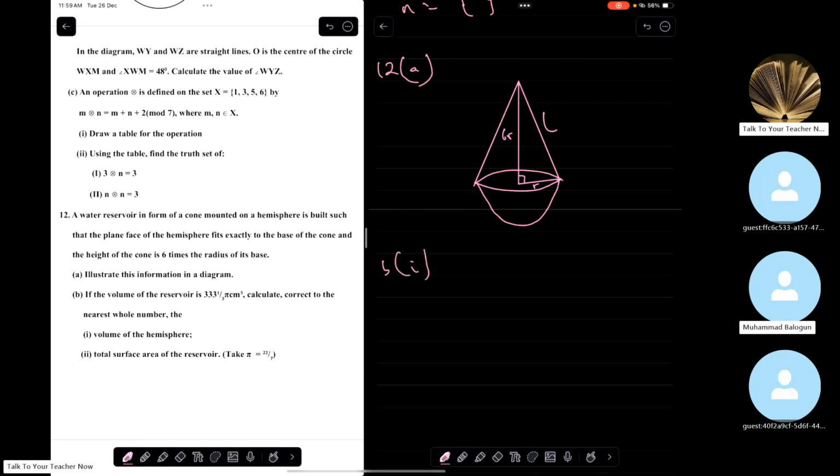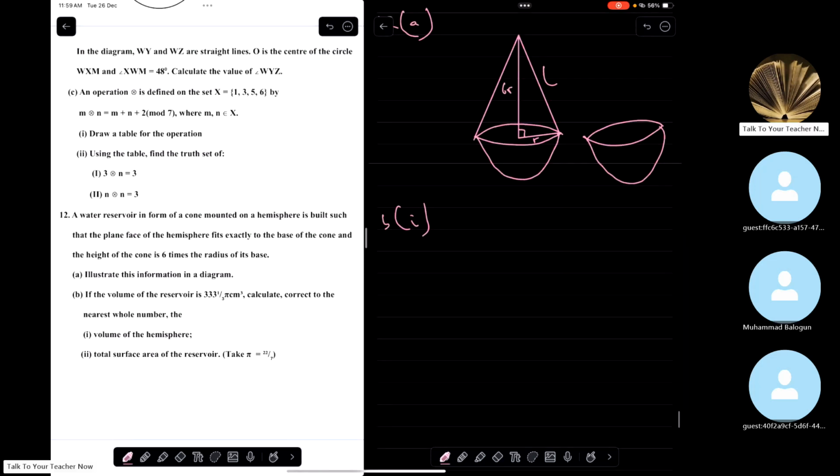Now, who has an idea how to find the volume of the hemisphere? They didn't say the volume of the figure. They said the volume of the hemisphere. How do you do that? What's the volume of the hemisphere, by the way? Mohammed, what's the formula for the volume of the hemisphere?